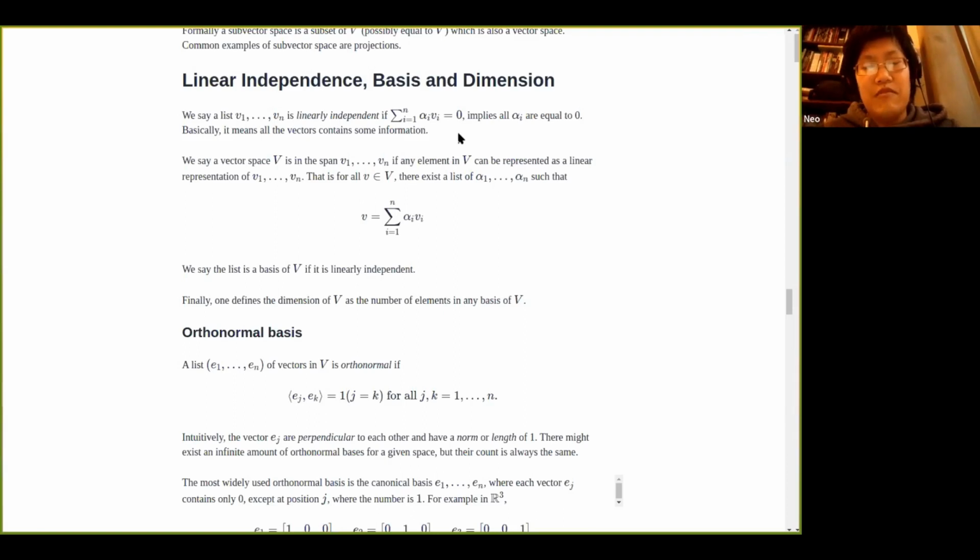And so usually what you do in practice is you just take candidates of vectors, and then you check if they're linearly independent. And when you have one that is not, then you remove it, because you could just replace it with a linear combination of the others.